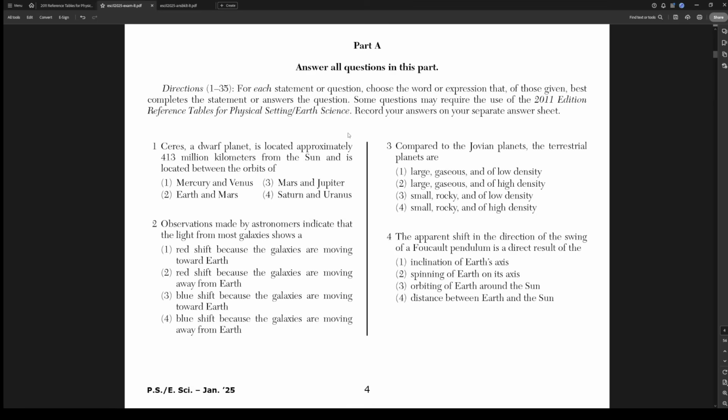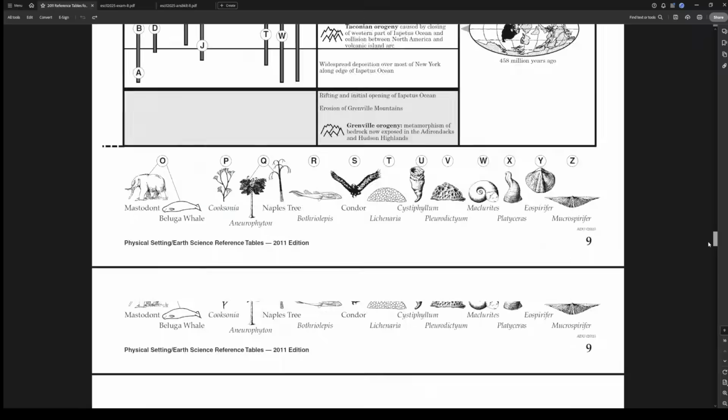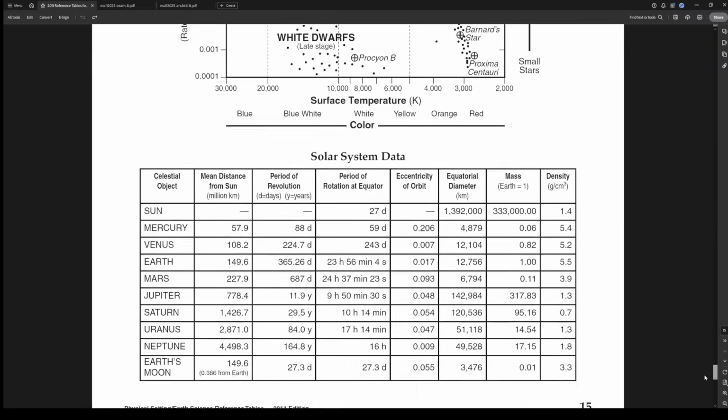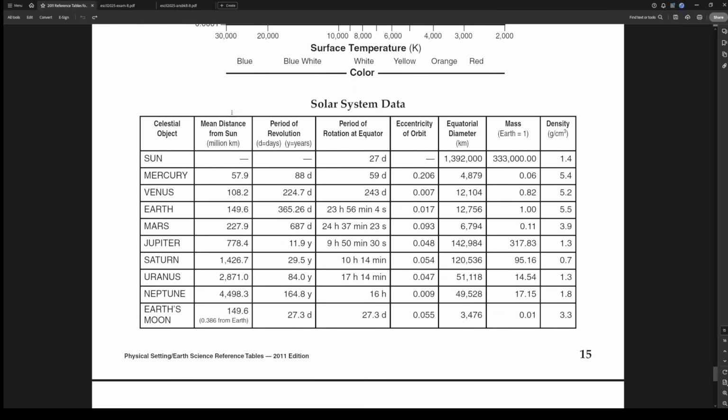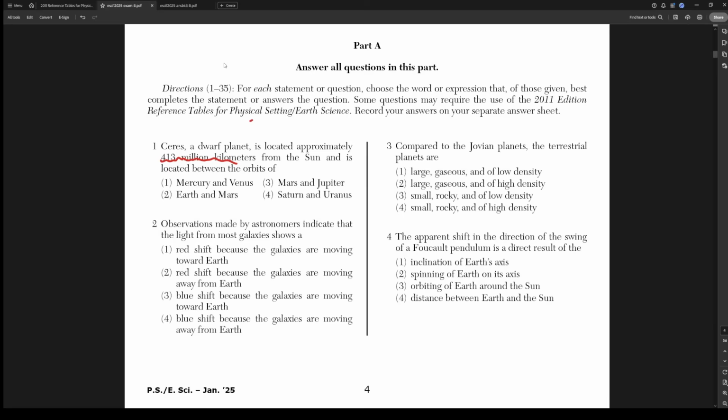So we're starting on question 1, multiple choice. It says Ceres, a dwarf planet, is located approximately 413 million kilometers from the sun and is located between the orbits of what? So this is the number we need. We're going to go to our reference table, page 15, and go down to mean distance from the sun. Right here, we're going to look for 413 million, which would be right in between Mars and Jupiter. So that's how you would get that.